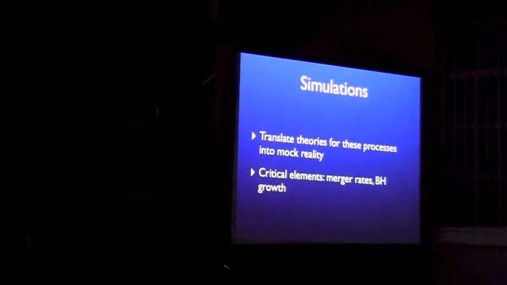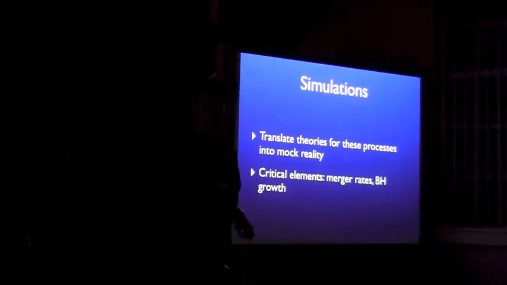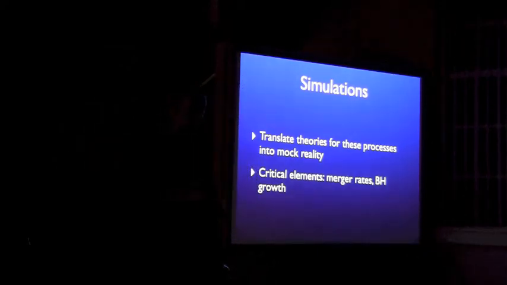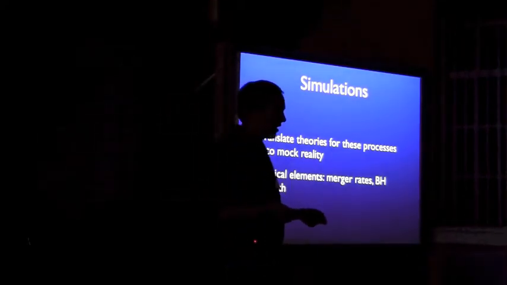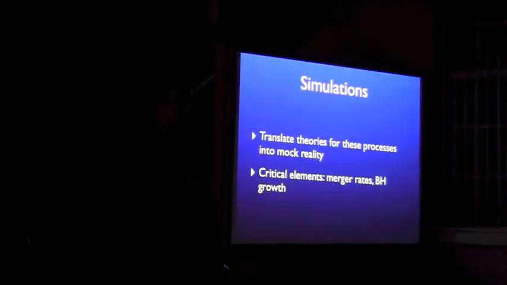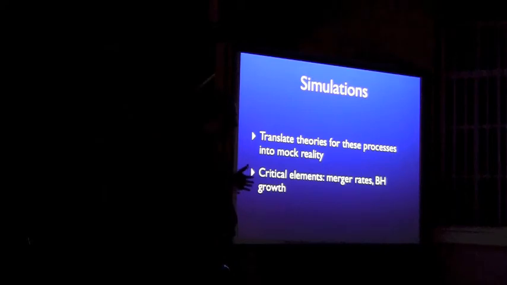And so the two critical elements that I'll talk about next are things that I've mentioned a little bit. Merger rates, so the rates at which galaxies collide, and black hole growth. These are two areas that are related, and which have gotten a lot of attention in the research community lately. And the supercomputer simulations have given us a lot of new information in these areas, and I'll try to explain that.